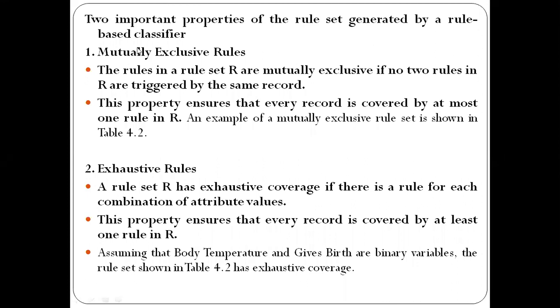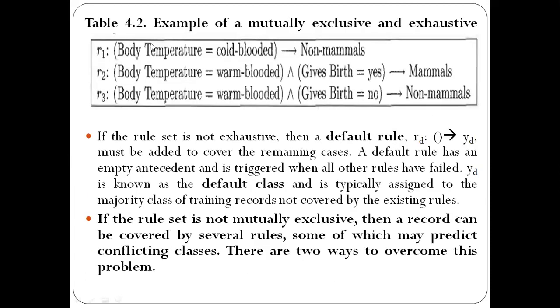So the first property is mutually exclusive rules, where the same record will not trigger two or more rules. It means that every record is going to trigger only one rule at a time. The second property is exhaustive rules. In the case of exhaustive rules, there will be at least one rule for every combination of attribute values, so every record will be triggered or covered by at least one rule. This is one example of mutually exclusive and exhaustive rules.